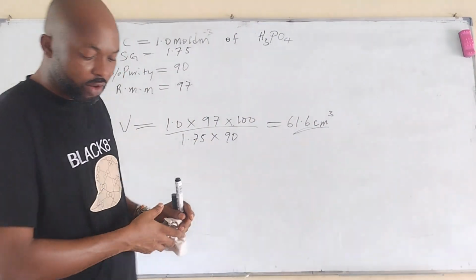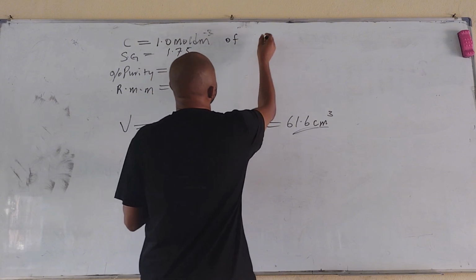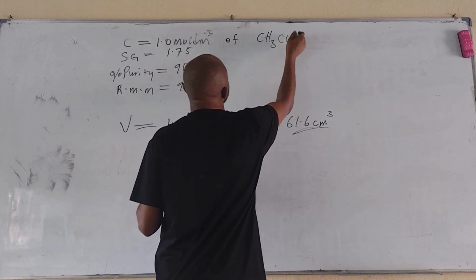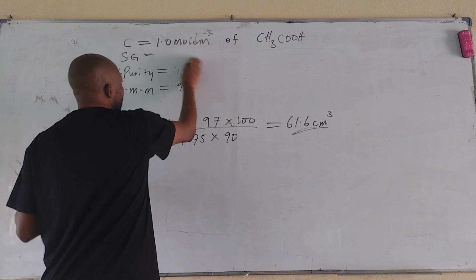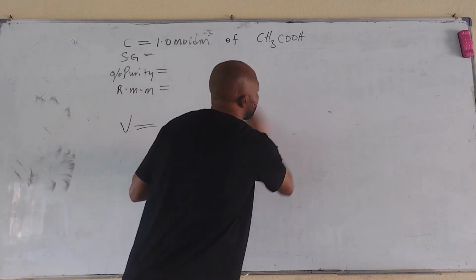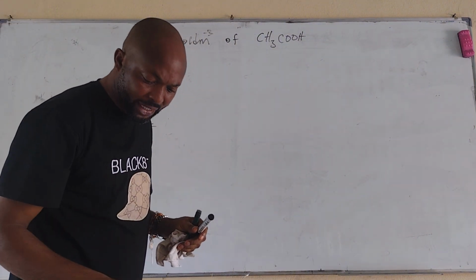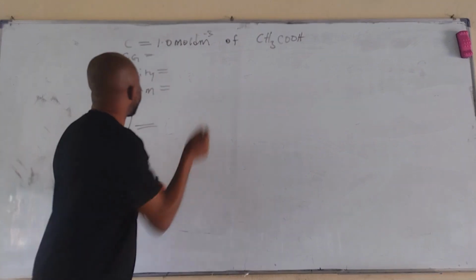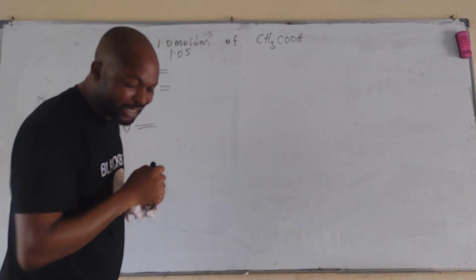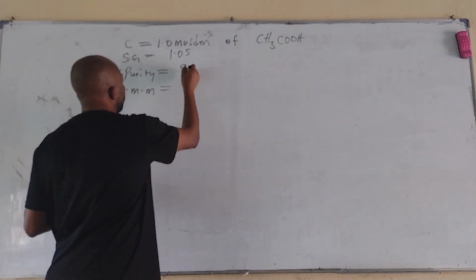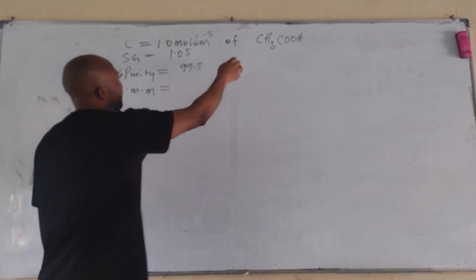Now let's take that of ethanoic acid. Here we have CH3COOH. This is for ethanoic acid. Specific gravity for ethanoic acid is 1.05. Percentage purity is 99.5. And the relative molecular mass we calculate.